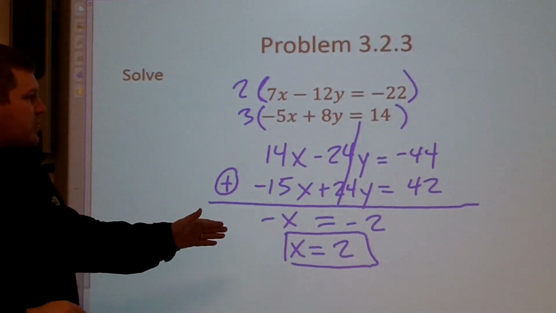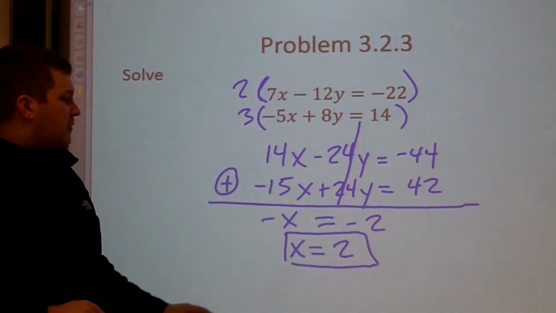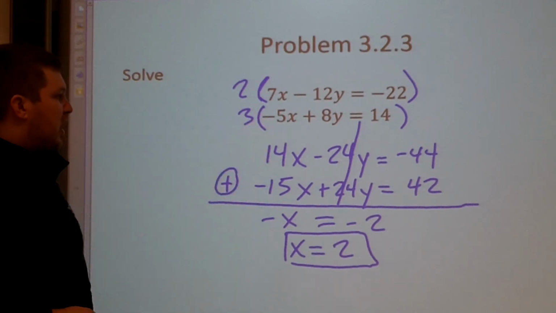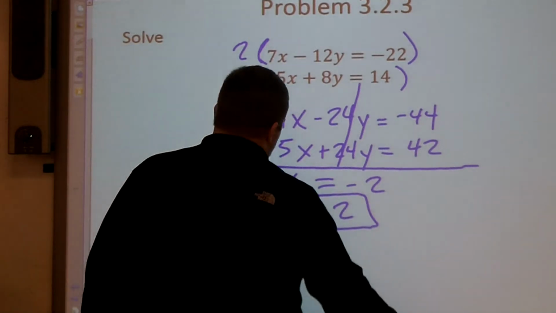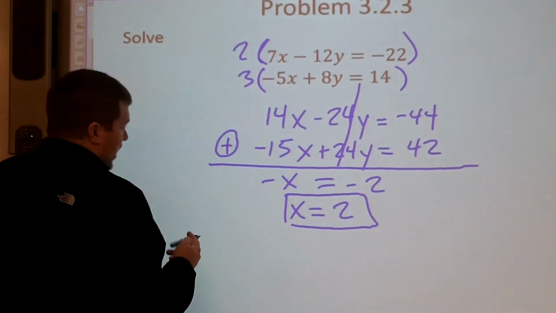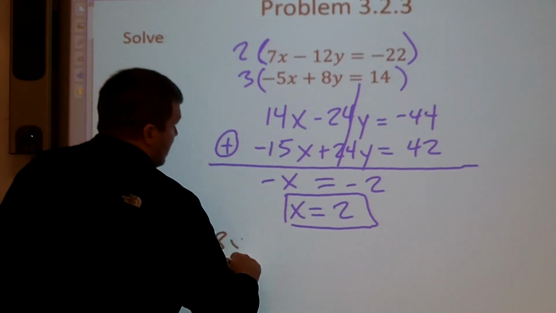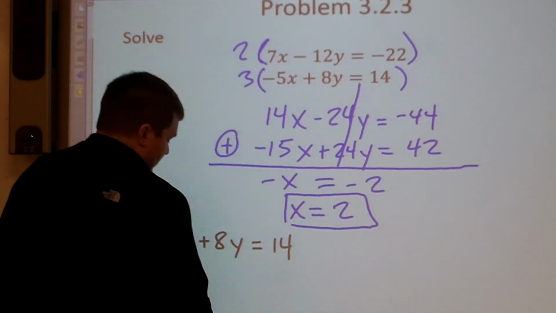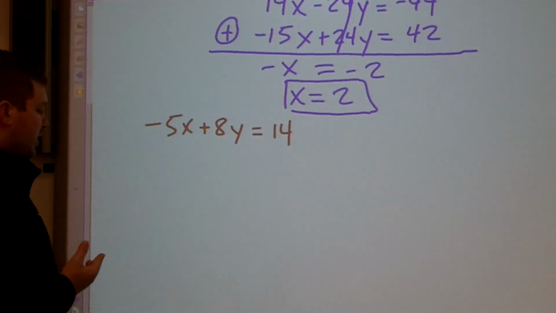Okay. Now, just like before, we can go ahead and choose one of the equations, and everywhere we see an x, we can plug in and get y. So I'm going to plug into the bottom equation this time. So let's just rewrite that. My bottom equation originally was negative 5x plus 8y equals 14. Now everywhere I see an x, I'm going to plug in a positive 2.